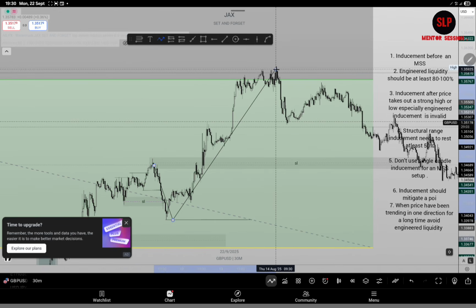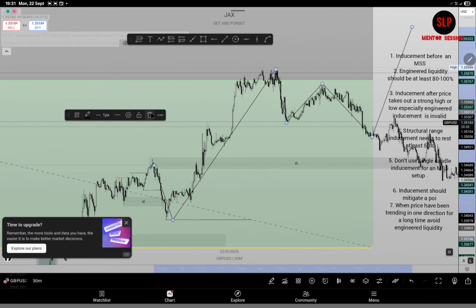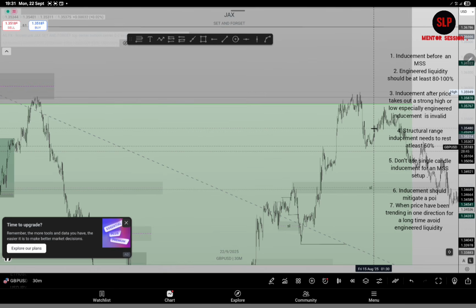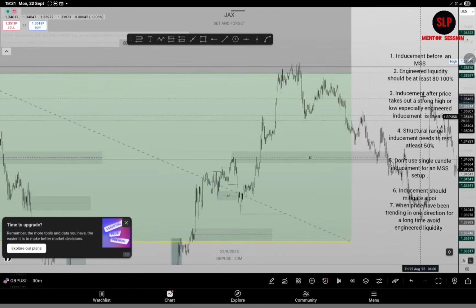Price has been moving in one direction for a very long time, and now price gives an engineered liquidity. Avoid it. There's no need to pick another block down here expecting price to reverse to the upside. There are other reasons why this failed, but one of them is to avoid engineered liquidity when price has been trending in one direction for a very long time, because price can just do a deep retracement.